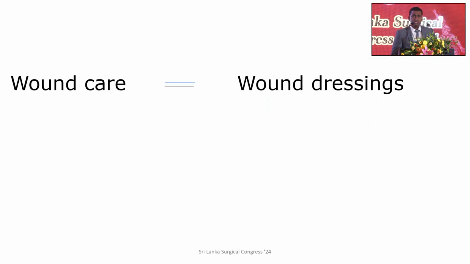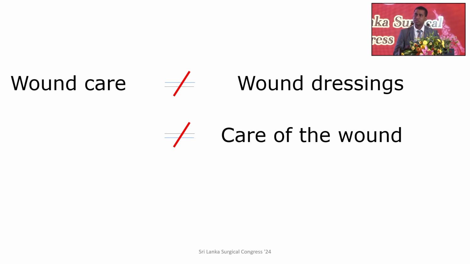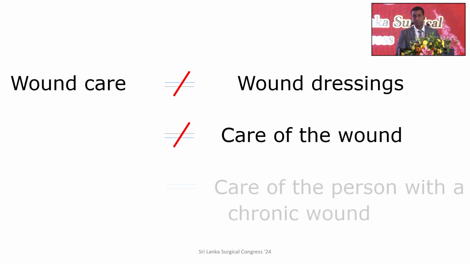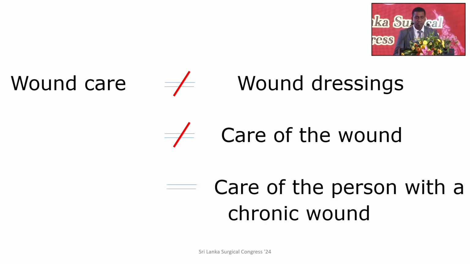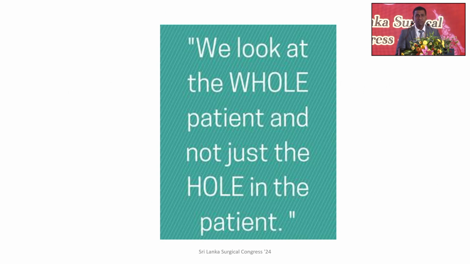So most of us feel wound care or ulcer care is about dressings, and in fact, it's far from it. It's not about wound dressings. It's also not about caring for the wound. The ulcer care that we want to do is about caring for the person with the chronic wound. There's a big difference in how you approach it if you look at the problem in that sense. As a famous saying goes, look at the whole patient and not just the hole in the patient. So how do we get to this point?